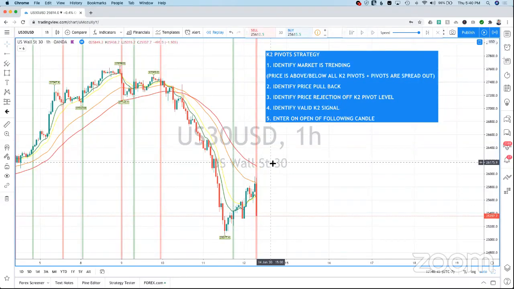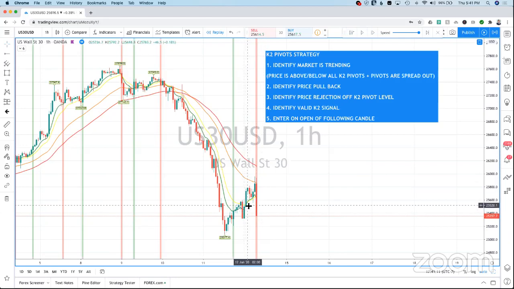Our catalyst to enter this trade is always going to be based on the K2 signal. So right here, you can see price pulled back and rejected off this level 3. So the first 3 requirements are met. We identified the market's trending downwards. We identified a price pullback right here. We identified a price rejection off a K2 pivot level, level 3 right here. And then lastly, you want to identify a valid K2 signal. So right here we have a sell signal. It's a valid signal because it's a sell signal with a red bearish candle.